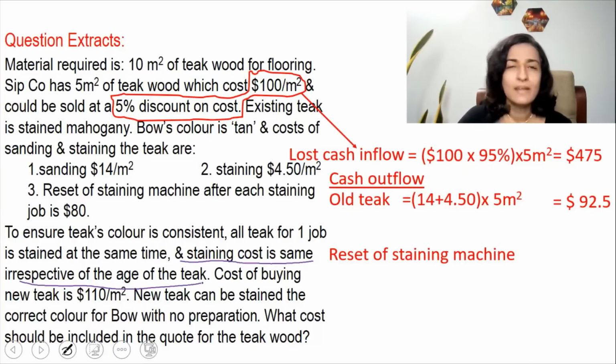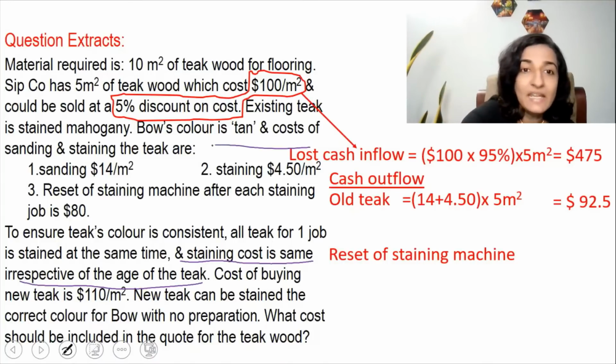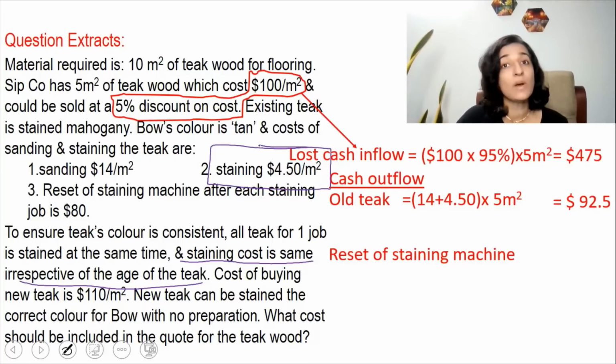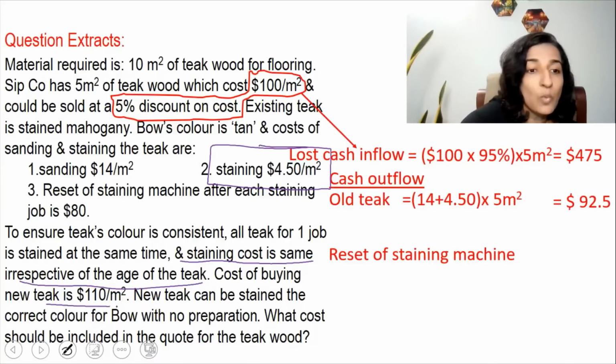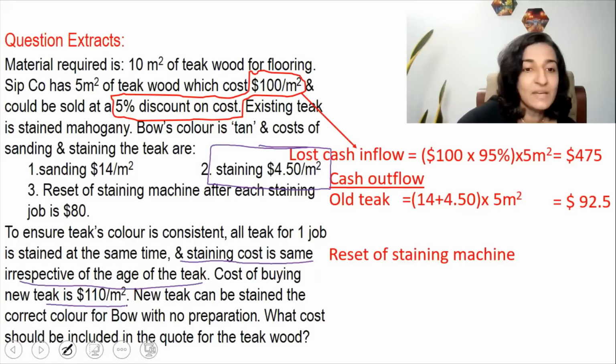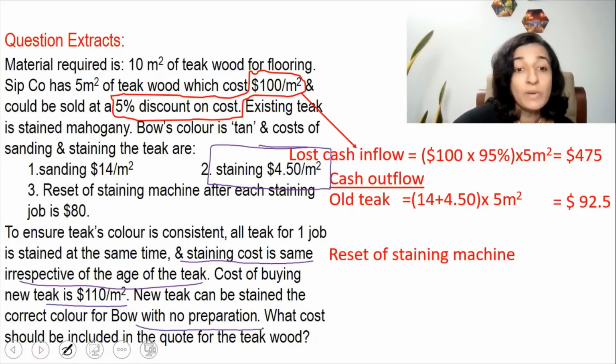What does that mean? It means that even if it is old teak or new teak, the staining cost remains at $4.5 per square meter. Now, the cost of buying the new teak is $110 per square meter. New teak can be stained the correct color for the bow with no preparation.